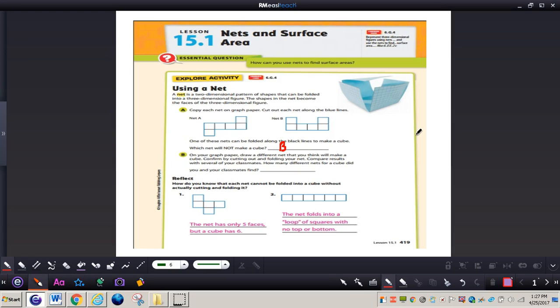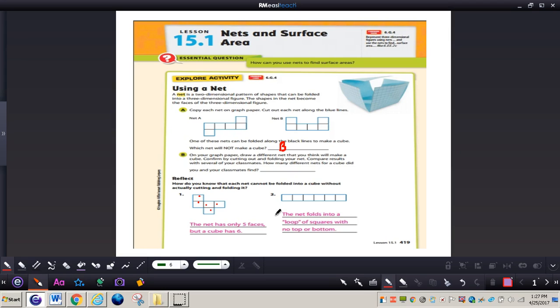Now let's take a look at the reflect questions there at the bottom. It says, how do you know that each net cannot be folded into a cube without actually cutting and folding it? So you can see for number 1, we talked about a cube has 6 faces. 1, 2, 3, 4, 5. This net only has 5 faces, but a cube has 6. You can write that down for number 1.